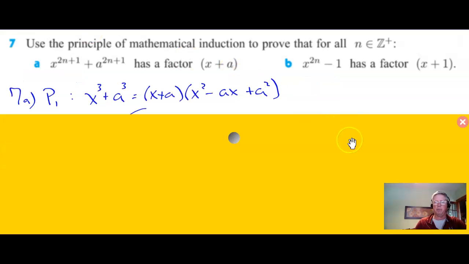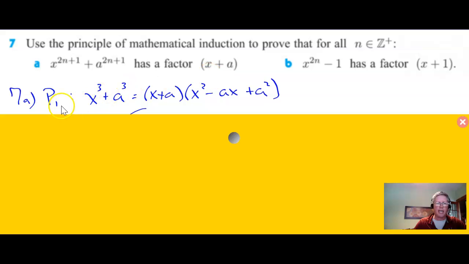All right, this one just blew my mind. I love this one because it brings up what we just talked about. How do we know something is a factor? Use the principle of mathematical induction to prove that no matter what n I plug in here, x plus a will be a factor.